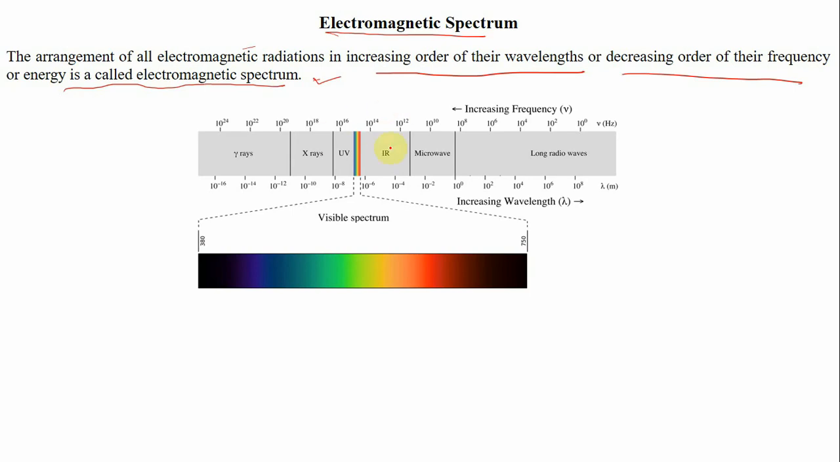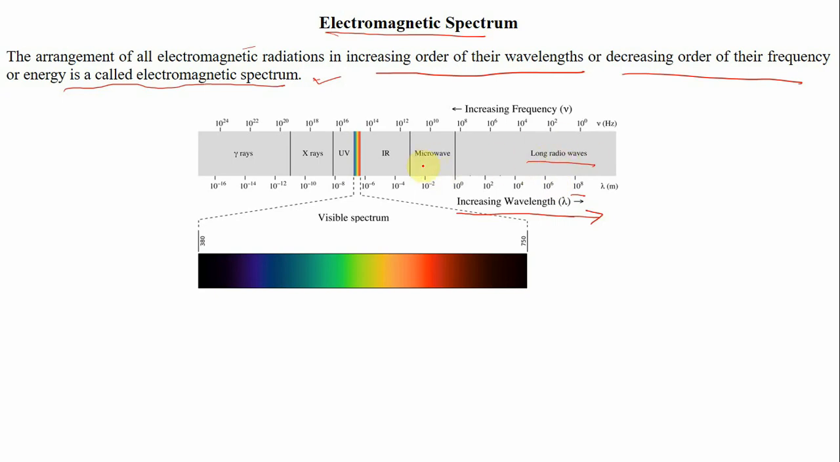So here you can see that the wavelength of electromagnetic radiation is increasing to this side and the frequency is decreasing. So we can divide this whole electromagnetic spectrum into different regions. The region with maximum wavelength is called long radio waves. They have a very large wavelength, usually in the order of 1 to 10 raised to power 8 centimeter. So this region that has a very long wavelength is called radio waves.